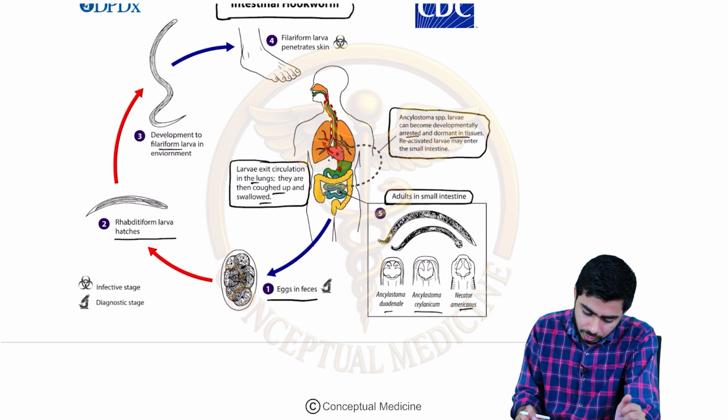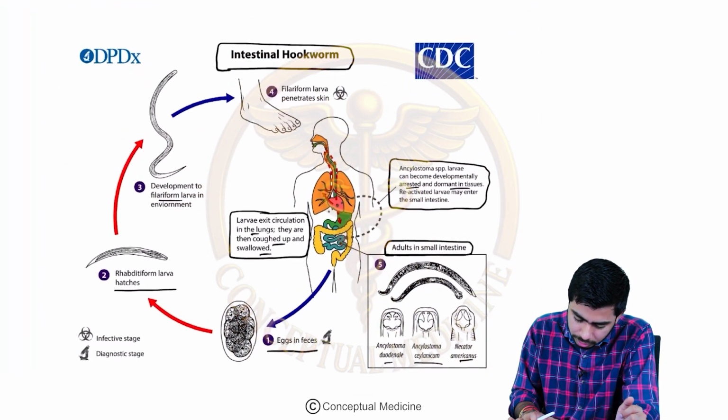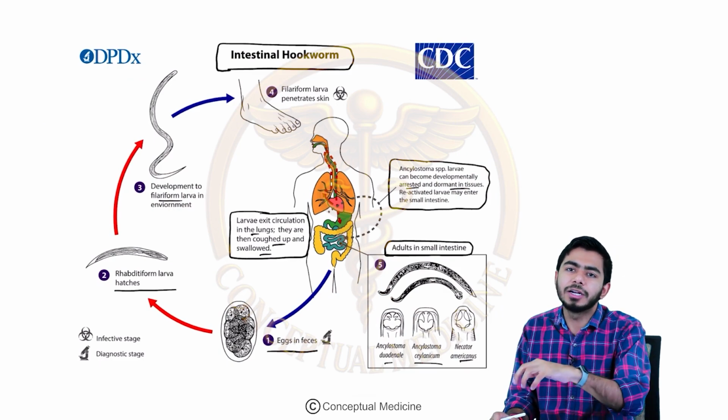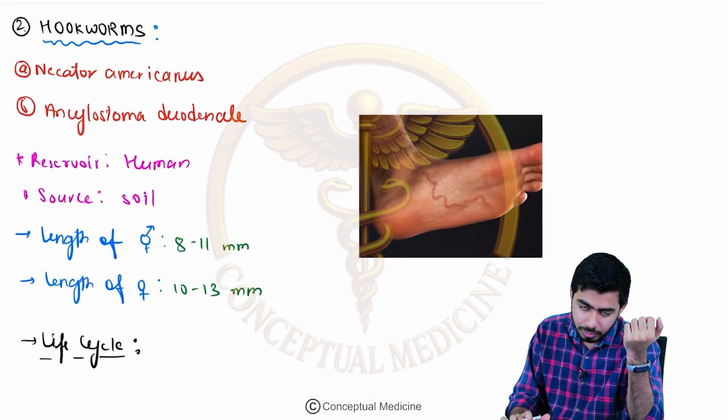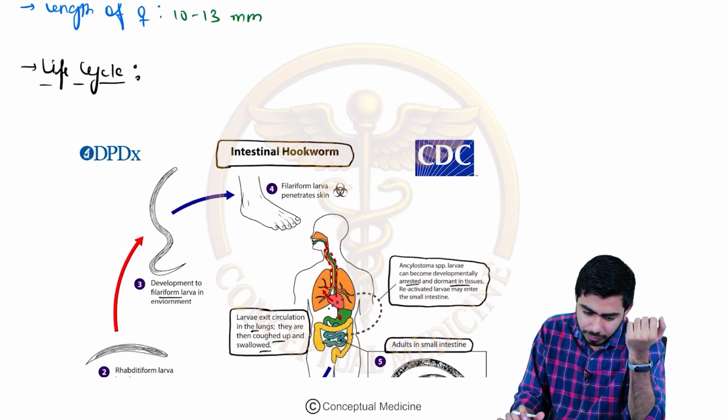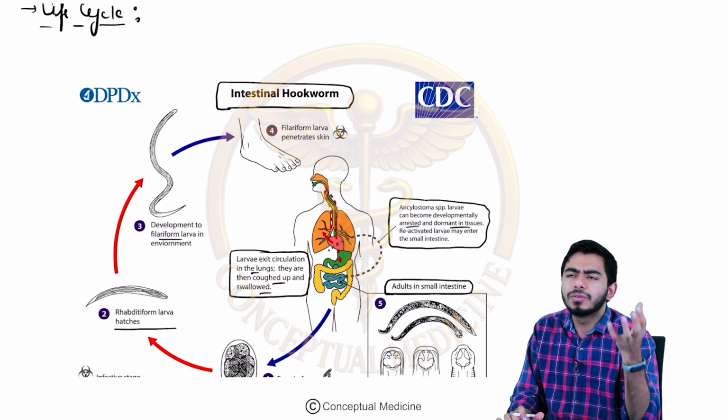Okay, that's the life cycle of the hookworm basically. And here we have talked about how the filariform larva gets entry into the skin, then penetrates the skin, and how it reaches the intestine, right? Okay, so once we have talked about the life cycle, we have talked about the length of the male and female.